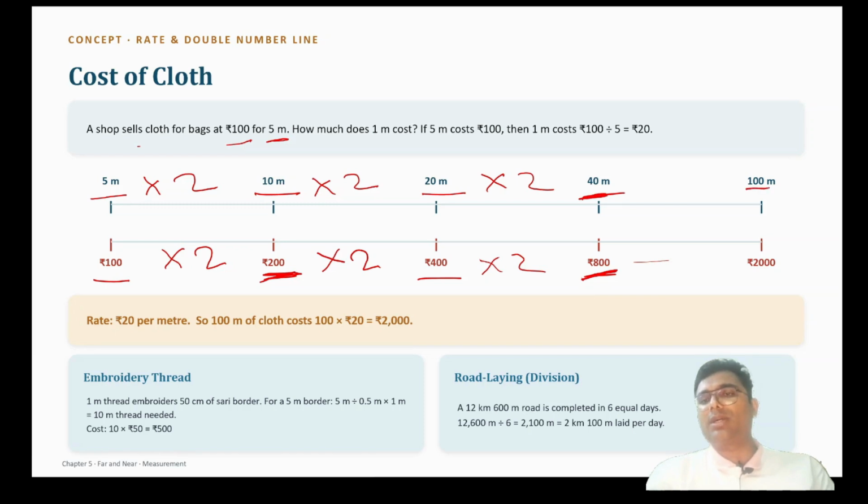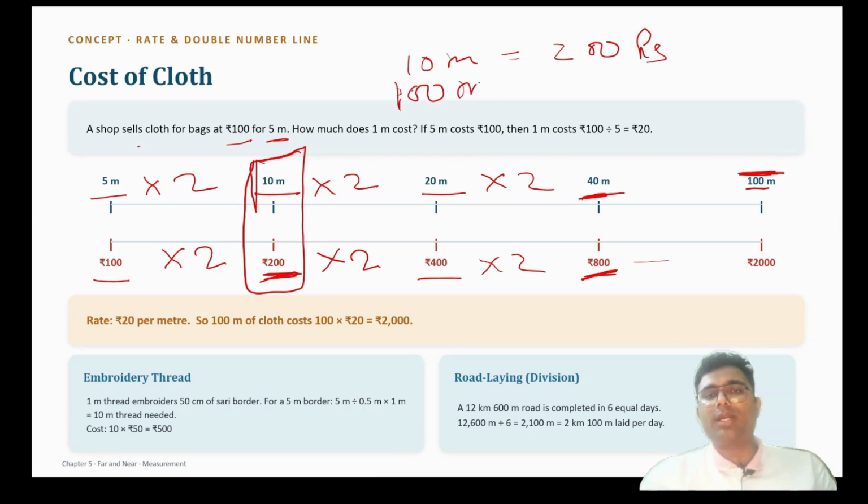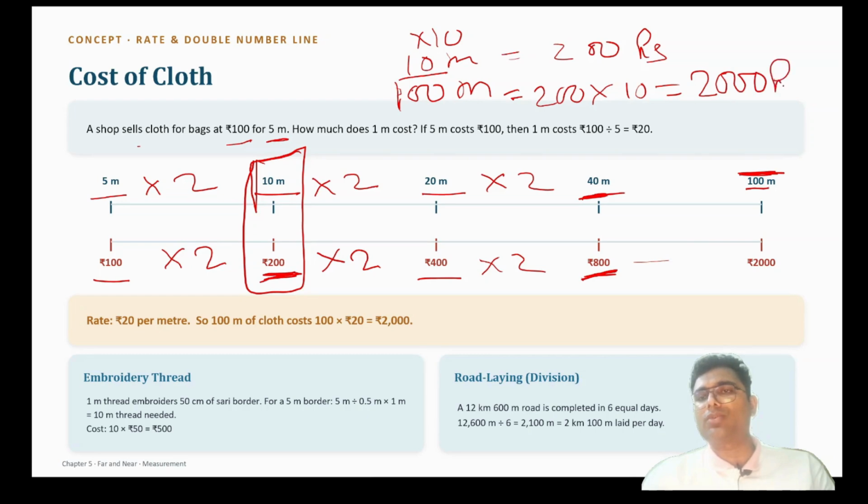It is a little bit difficult because here the length is 100 meter. We have to find its cost. So you can see here, sorry, 10 meter cost is 200 rupees. So 100, how will we make 100 meter from 10? Just multiply it with 10. So in the same way this side also multiply with 10, and you will get the cost of 100 meter cloth, and that is 2000 rupees.